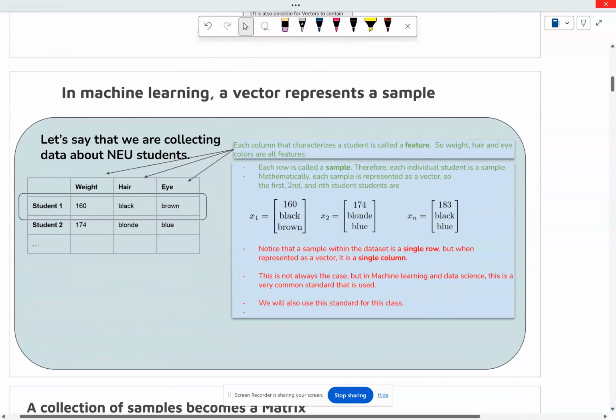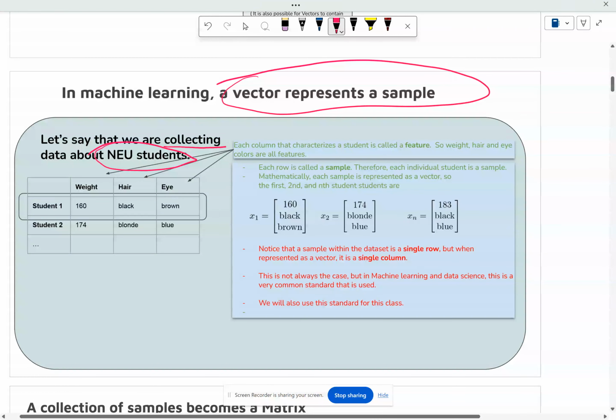In machine learning, we normally use vectors to represent a single sample of data. So let's say we wanted to collect data about Northeastern students. Each student will be considered a single sample. But with a single sample, you might collect multiple pieces of information about the student. We call these multiple characteristics features.